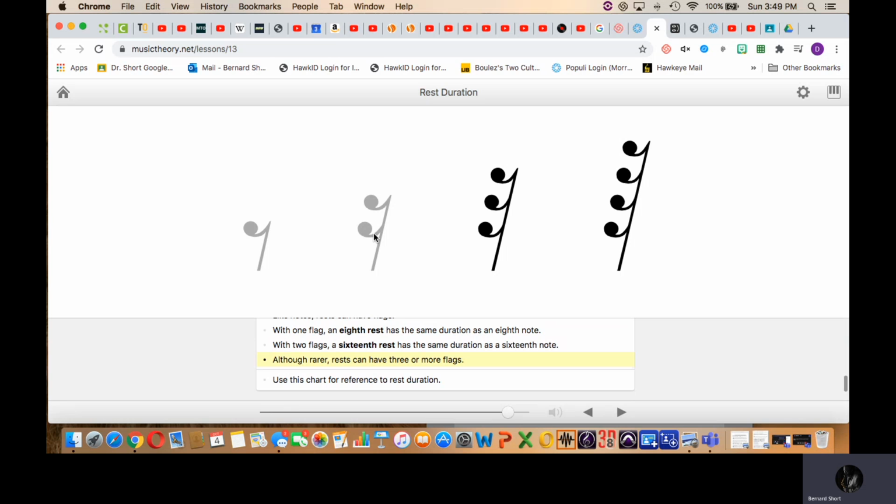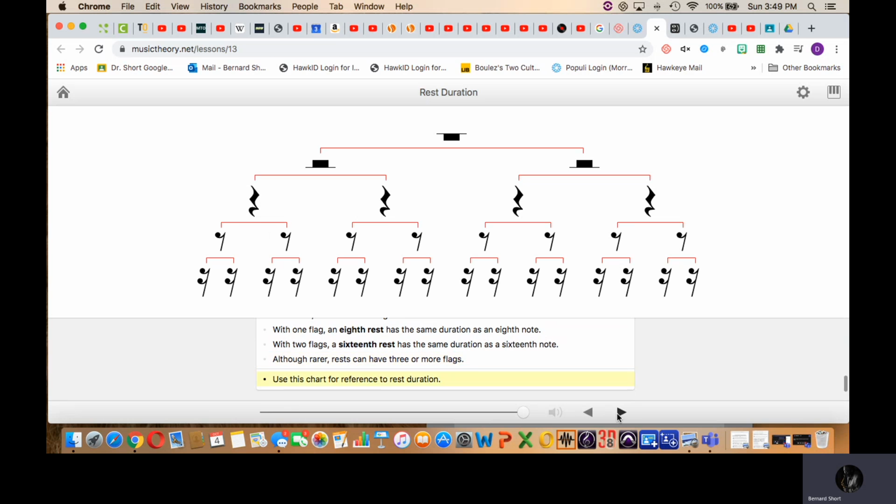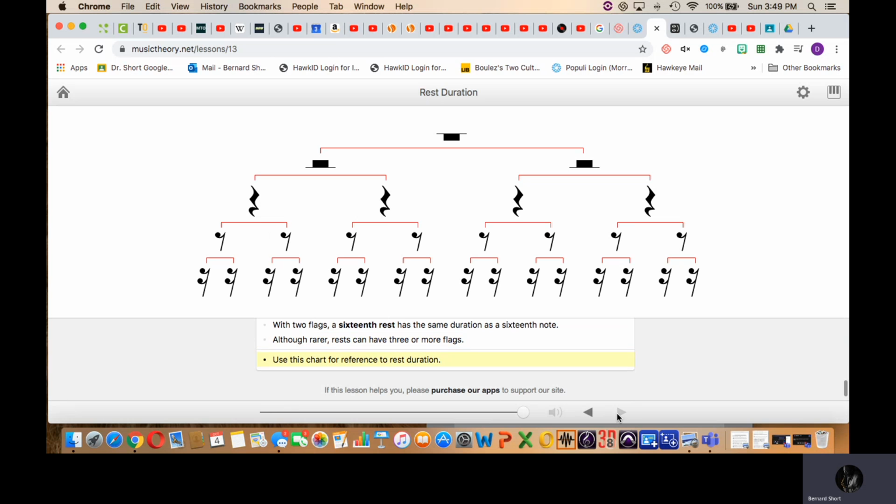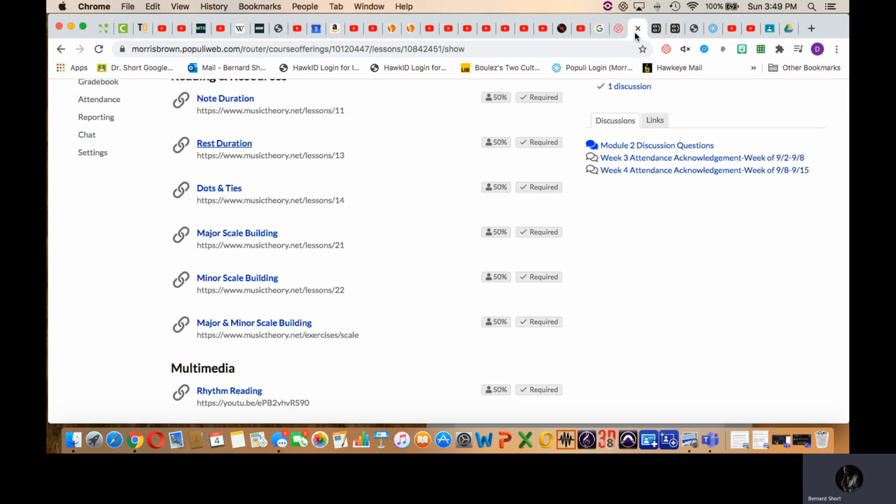Now, if you notice earlier, you saw I came to a page where the flags kept multiplying themselves. Let me explain to you what that means. This is an eighth note. If I add a flag to that, now it's 16. If I go ahead and add another flag to that, we got 32. I add another to that, we got 64. That's what that means. This is your chart. Label it. Make it happen.